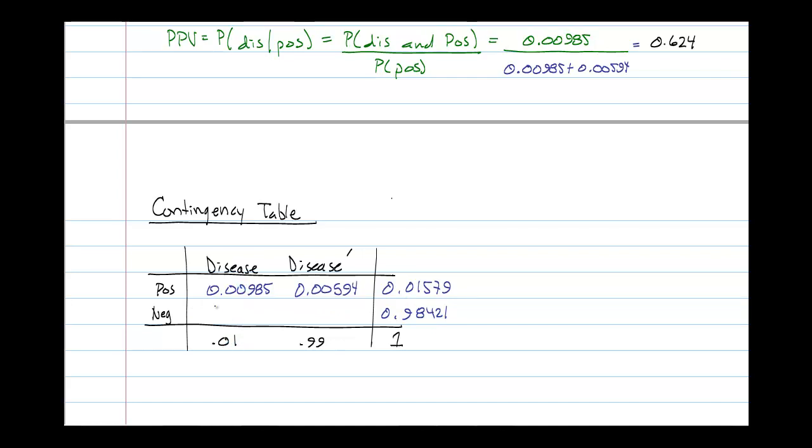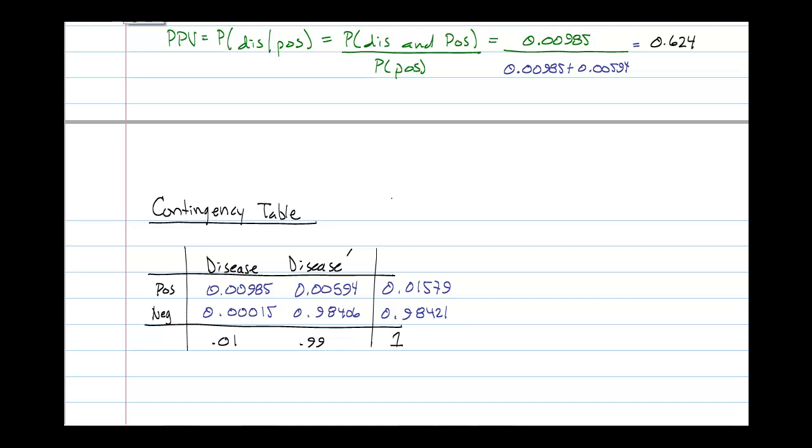I can find out my value here if I take 0.01 minus 0.00985, and I get 0.00015. 0.99 minus 0.00594, 0.98406, and then I'm just going to double check this number across by adding those, and I do get that 0.98421.